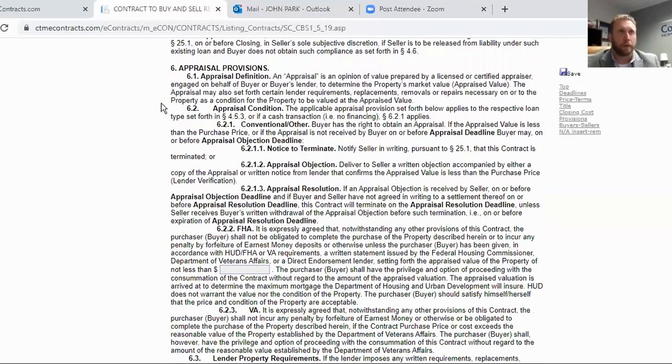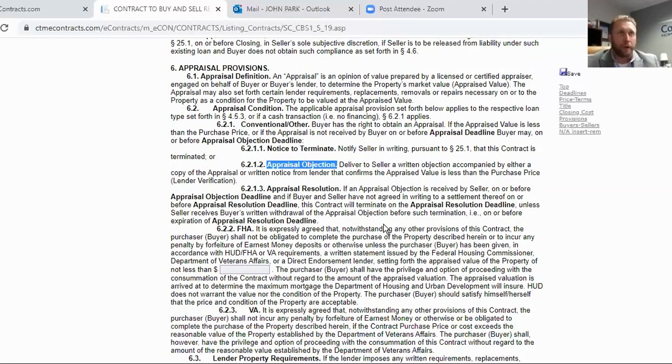Section 6, appraisal. So basically anybody getting a loan is going to need an appraisal. The important thing here to note is that the appraisal must be done by the appraisal deadline. And if the property did not appraise, you need to make sure that you have produced an appraisal objection by the appraisal objection deadline.